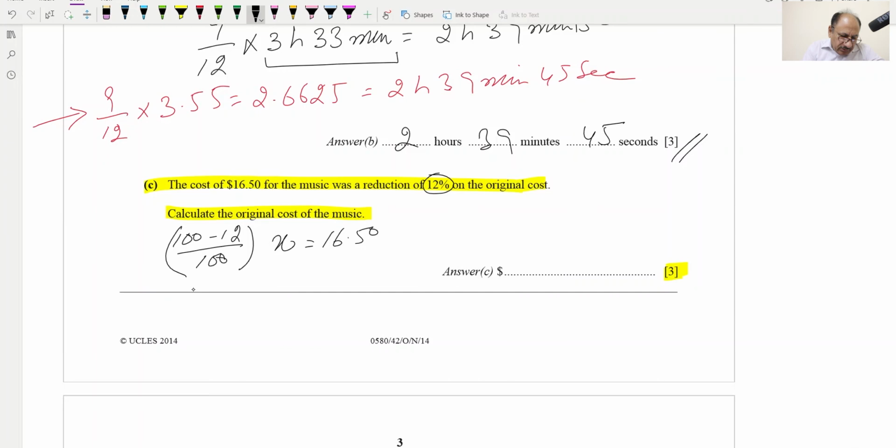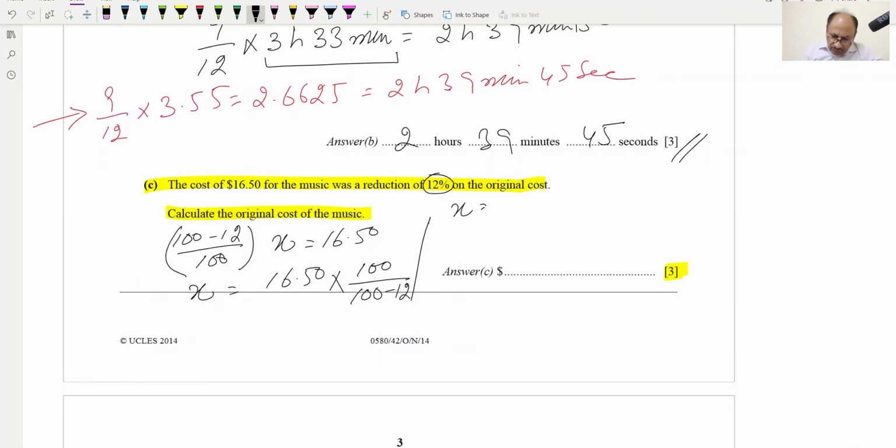So x will be equal to what? x will be equal to 16.50, and when you shift this to the other side, the denominator will change to numerator and the numerator will change to denominator, and this will be like this. And now we can just write the answer.